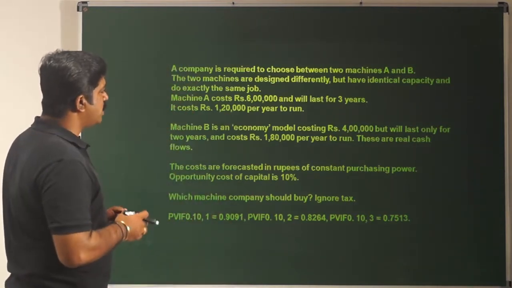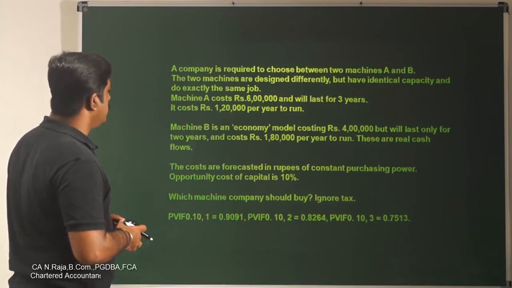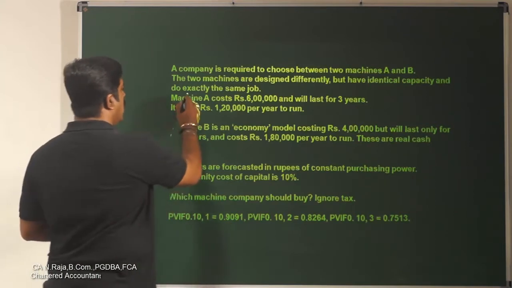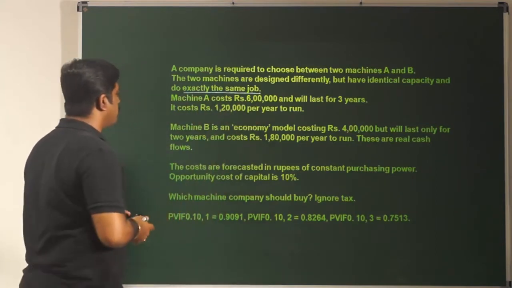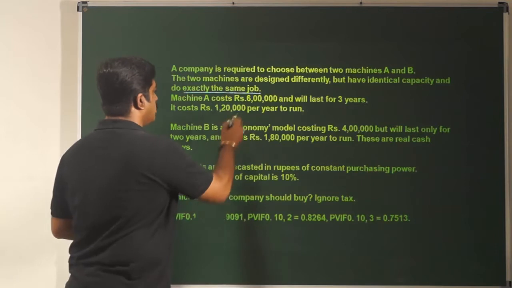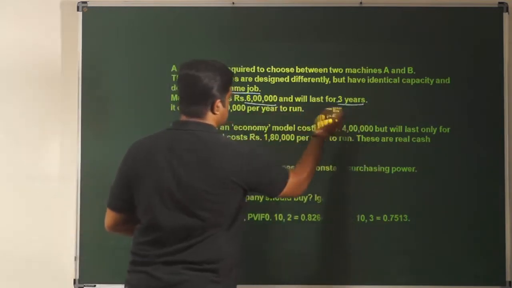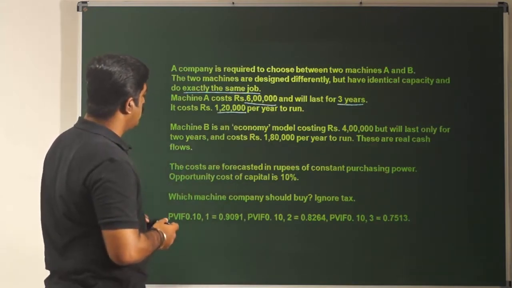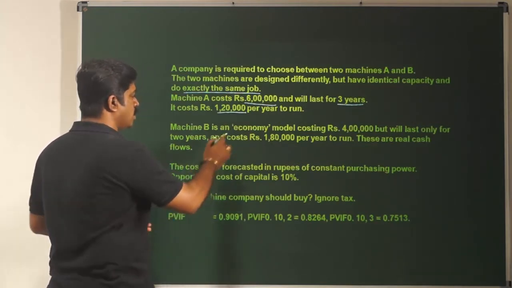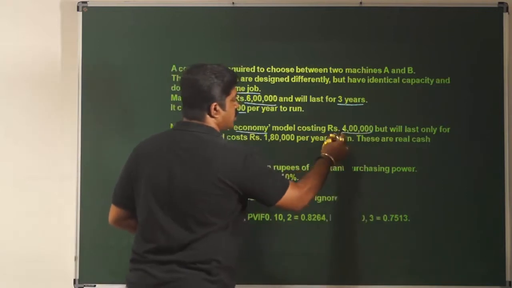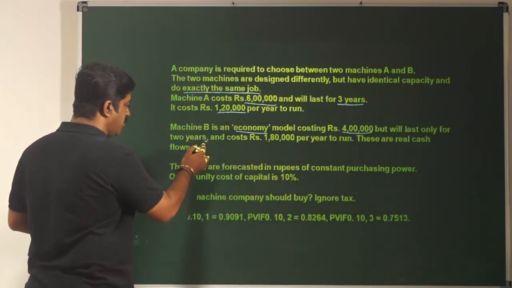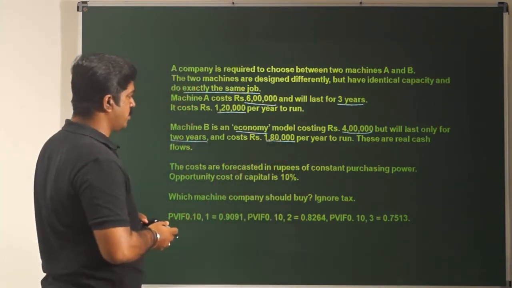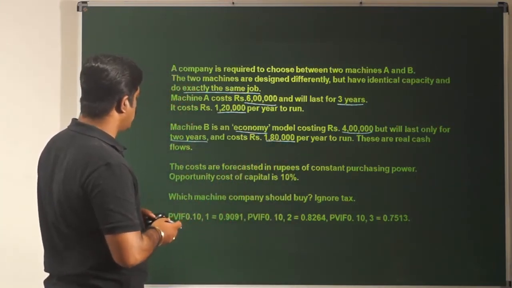A company is required to choose between two machines A and B. The two machines are designed differently but have identical capacity and do exactly the same job. Machine A is going to cost 600,000 and the life is 3 years. It will require 120,000 per year to run. Machine B is an economy model. It is going to cost 400,000, but this will last only for 2 years and it will cost 180,000 per year to run. And these are all real cash flows.